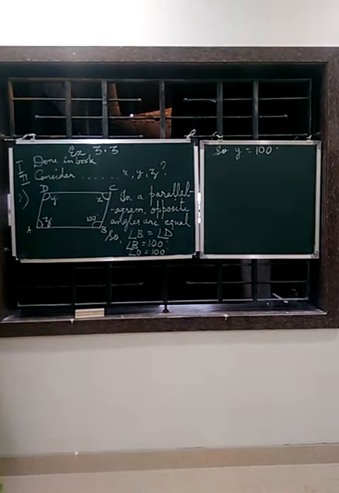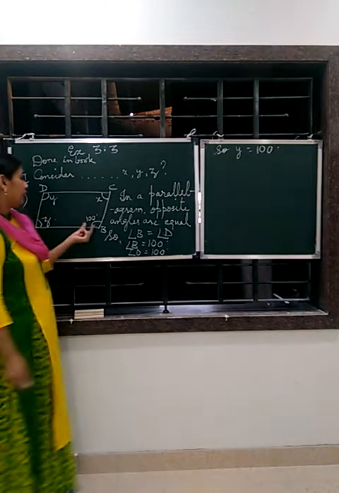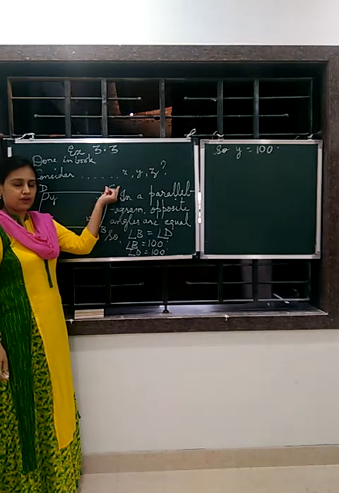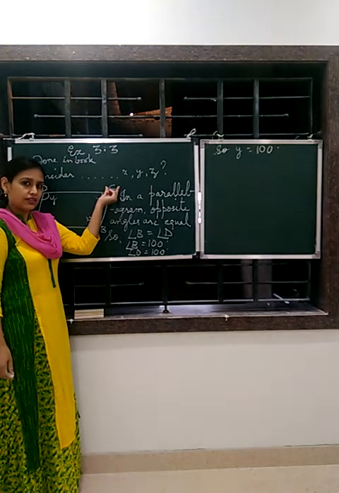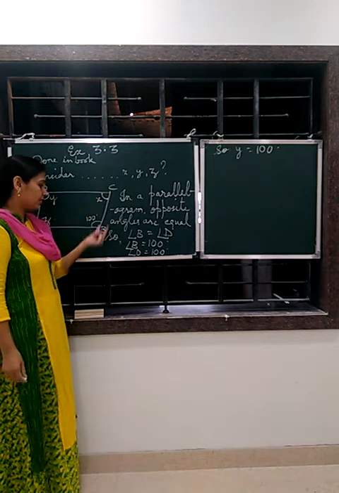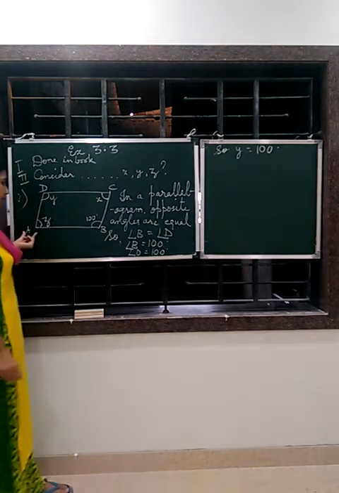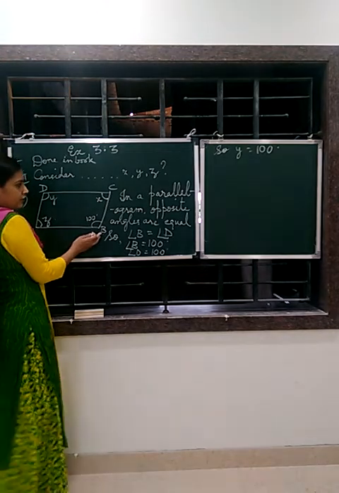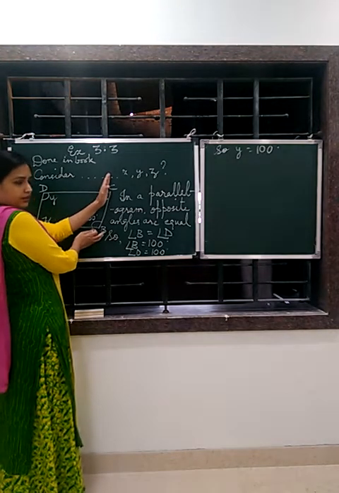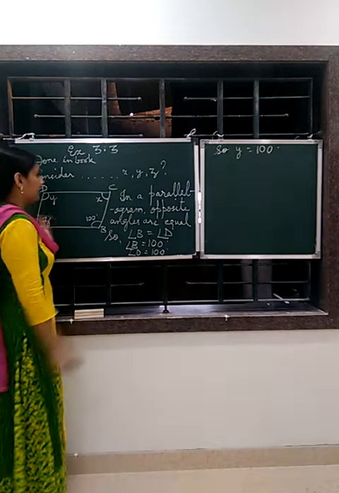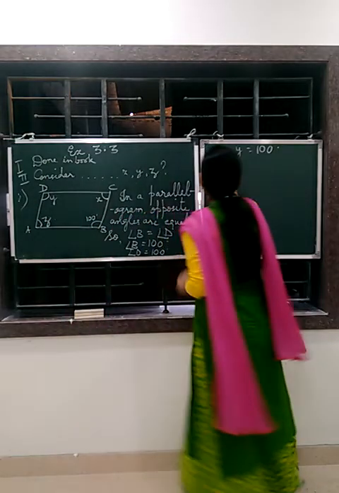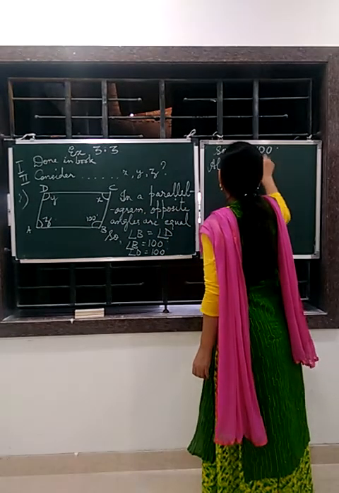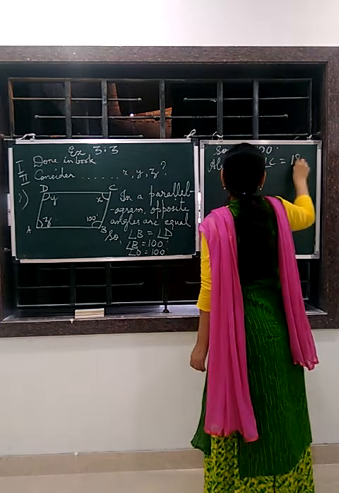Now, also we know that angle B plus angle C will be 180 degrees because adjacent angles are supplementary. Or you can say angle B plus angle A will be supplementary because these two are also adjacent. Any of these we can take. Also, angle B plus angle C is equal to 180 degrees.